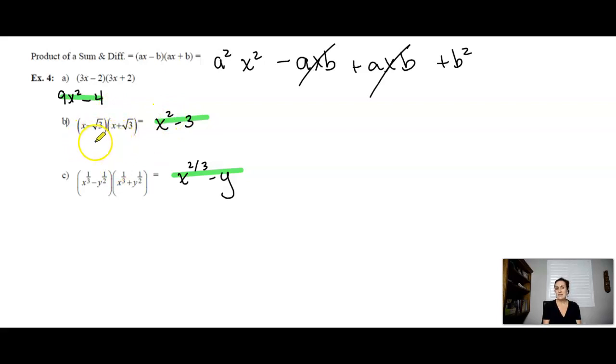Outside insides cancel. A negative root 3 times a positive root 3 gives you just what's underneath the radical, the radicand, which is negative 3.